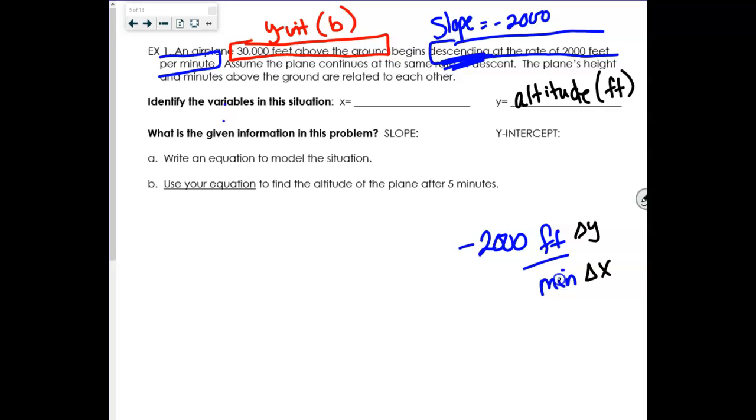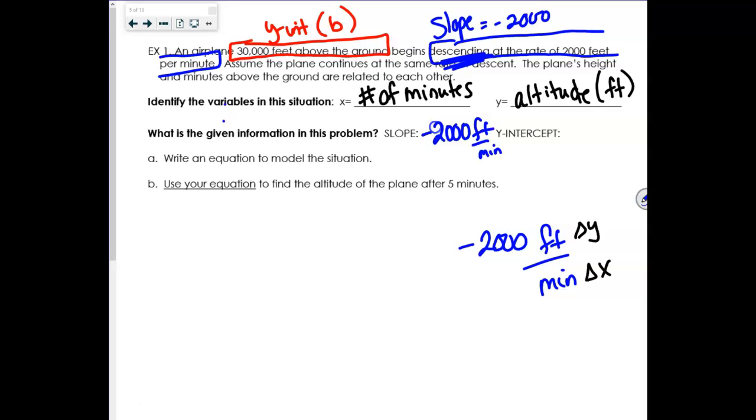So in the denominator of this label, it's measuring change in minutes. So x is representing the number of minutes. So technically speaking, if you want to be real thorough, you'd say it's the number of minutes that the plane has been descending, because it's going to be in its descent for a while. Okay, you already talked to me about this, guys. What was the slope again? Negative 2,000 feet per minute.